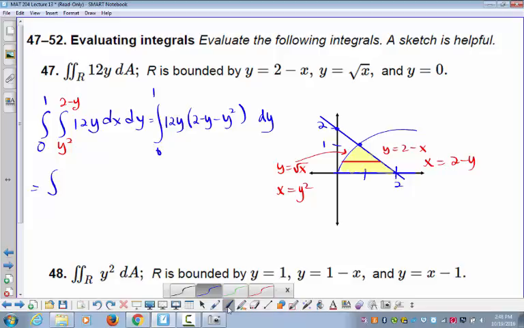All right, so that's going to equal the integral from 0 to 1. FOIL that out, or whatever it's called, distribute. So we get 24y. Actually, let's put the 12 all the way on the outside. Let's not distribute that silly integer. Okay, so distributing the y, we get 2y minus y squared minus y cubed dy. Integrate with respect to y.